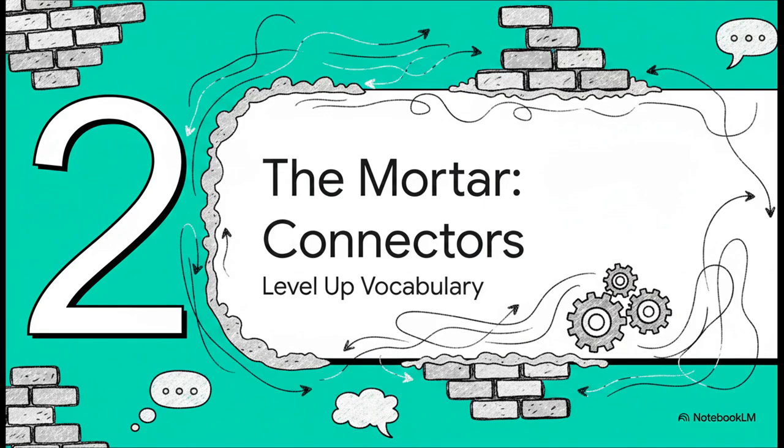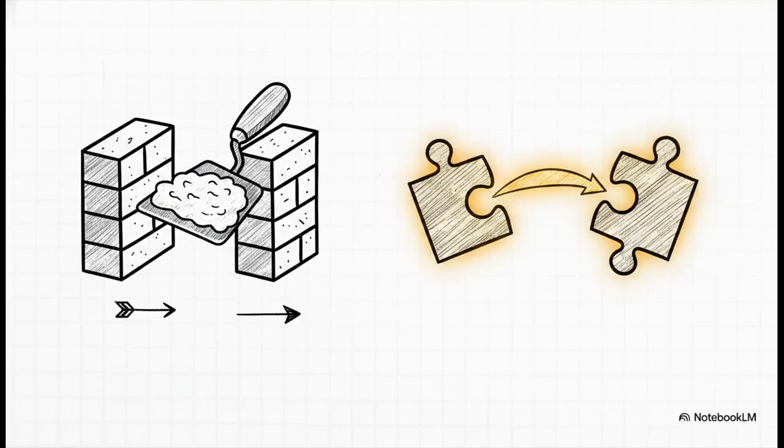Moving right along to Section 2, the mortar. Level up your connectors. Because here's the thing. You can't just stack bricks on top of each other and expect your house to stand strong in a storm, right? You need mortar. In language, you need connectors to seamlessly bridge your thoughts together. Our sources note that connectors are what allow you to form complex, rhythmic sentences. They're basically the tools that take two short, choppy, super basic thoughts and fuse them into one fluid, mature idea, whether you're just having a casual chat at a coffee shop or writing a formal academic paper.